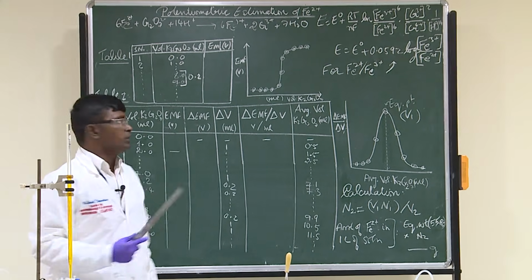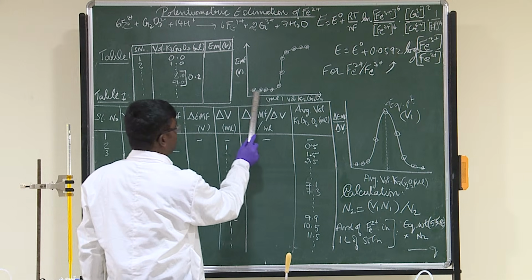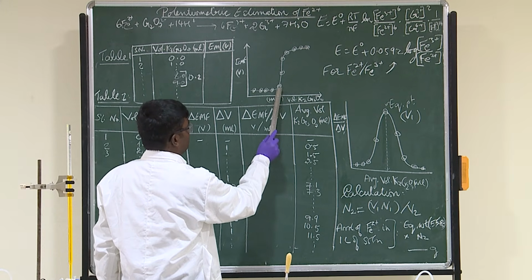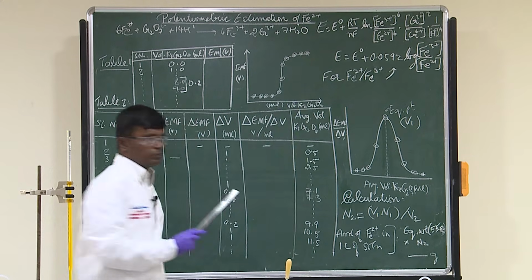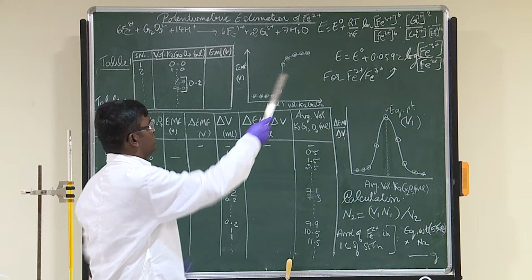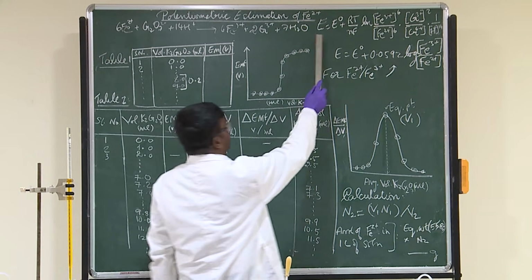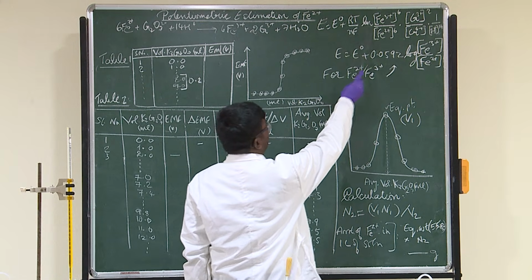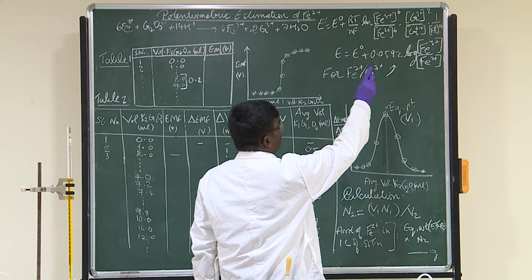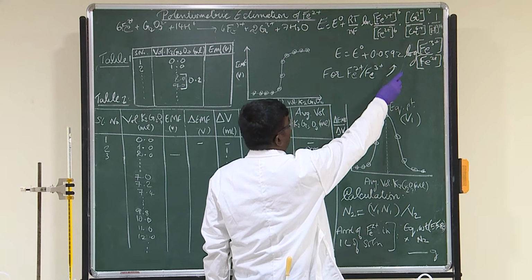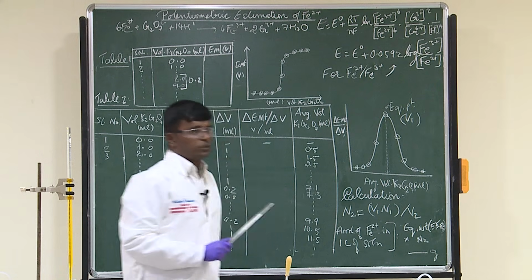The obvious question comes here: why do we see a small increment in the potential up to this place, afterwards there is a rapid increase and then it stabilizes? You can infer that from the Nernst equation, the one which we have learned already. You might have learned it in the theory classes. You can see that there is a Fe3+ by Fe2+ component, chromium 3+ by chromium 6+, as well as 1 by H+ term.